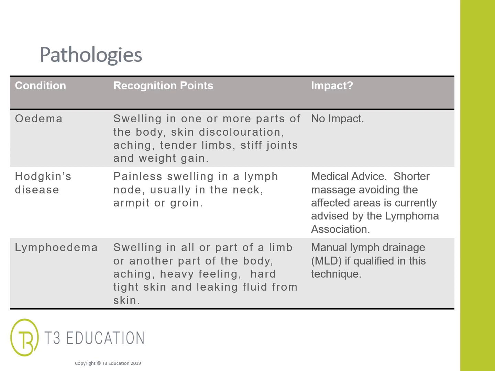Lymphedema, this is swelling in all or part of a limb or another part of the body. The limb is often much bigger, heavy, with hard, tight skin around it, and there can also be leaking fluid from the skin. This is a contraindication for general massage, but manual lymphatic drainage, if qualified in this technique, can be used.